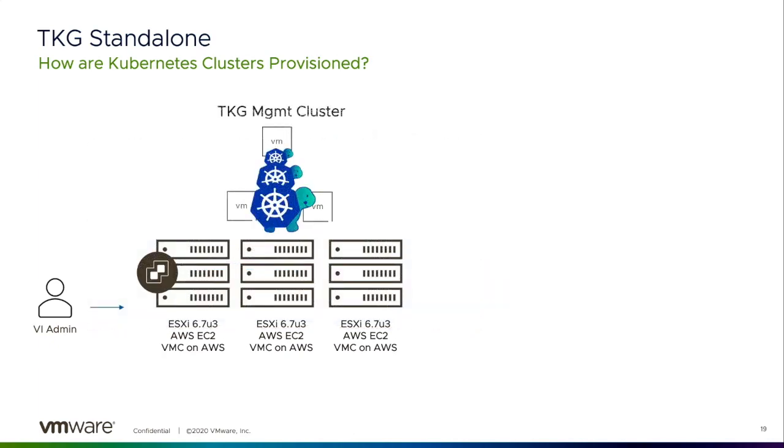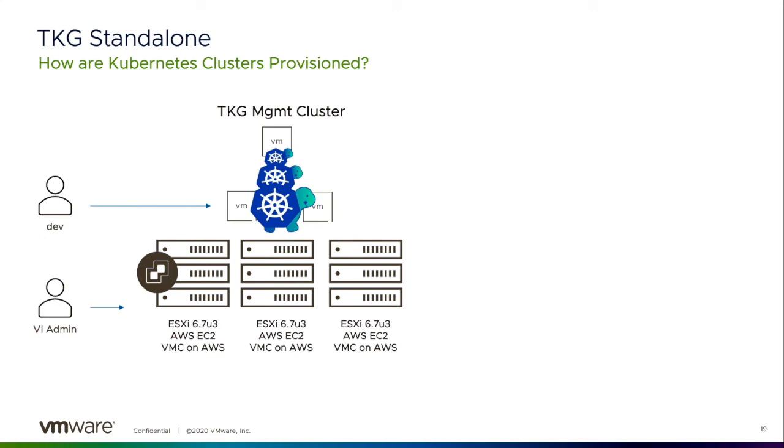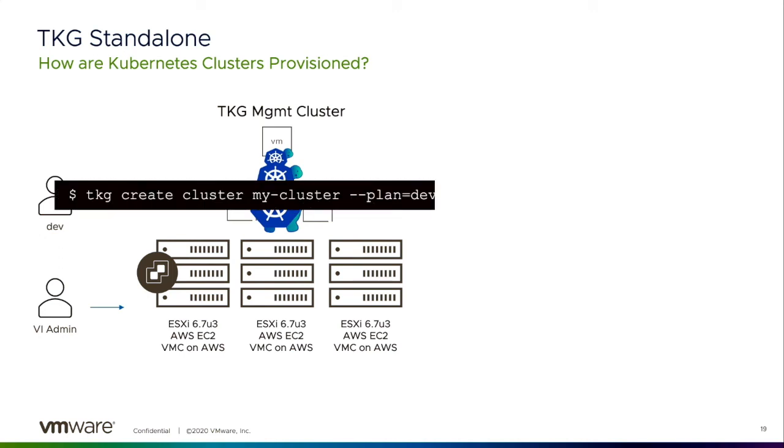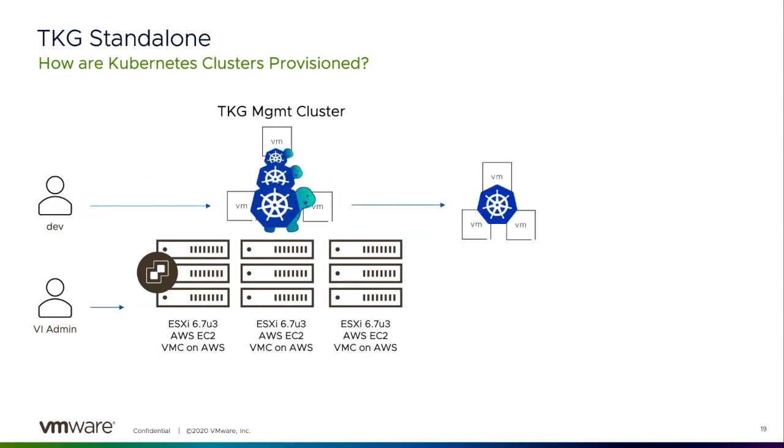Once that's filled out, the TKG command line tool reaches out to the vCenter or the AWS or the VMC environment and provisions virtual machines and instantiates them as the TKG management cluster. So this workflow is a little different. The developer uses a TKG command line to authenticate against the management cluster, and then uses the TKG command line to create their cluster. From a high level, the workflow is very similar to what we saw in the previous section with the supervisor cluster, but the deployment method is a little bit different.